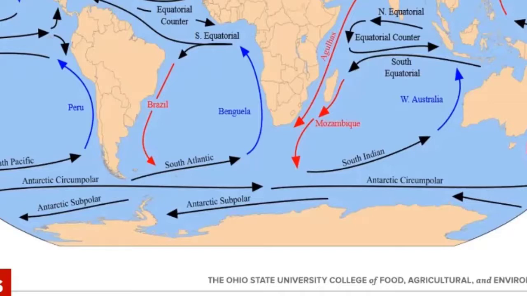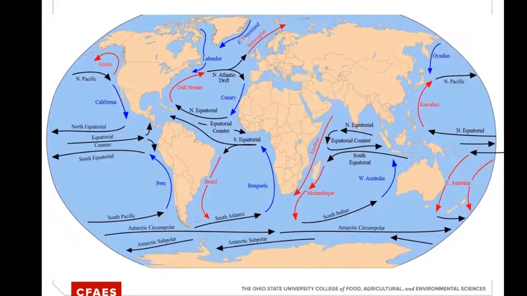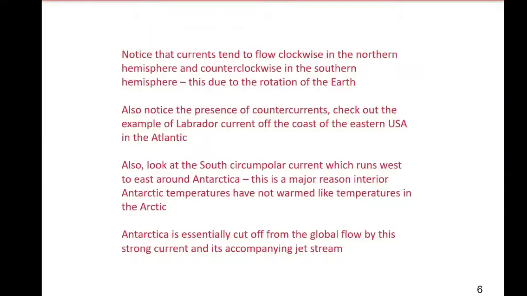And that's why the fastest warming place on the planet is the Arctic. But the Antarctic is not warming at all. People say, well, if the Antarctic's not warming, maybe global warming is false. No, Antarctica is being protected. It's being isolated by these very strong air currents and ocean currents. And that's one thing I mentioned before and wanted to go over. It's cut off from the global flow. And yes, there's your answer accompanying the jet stream.